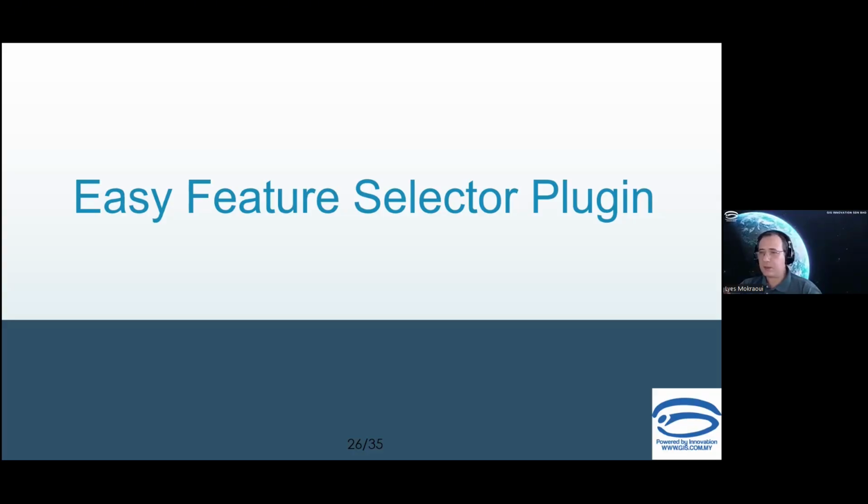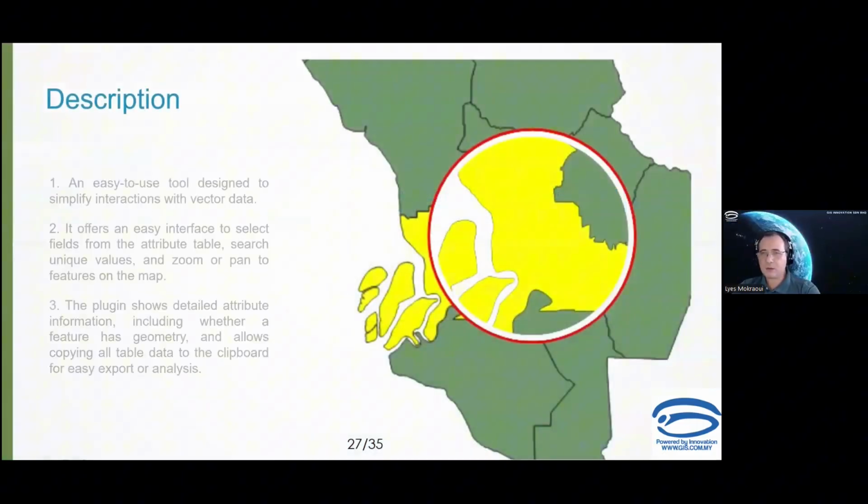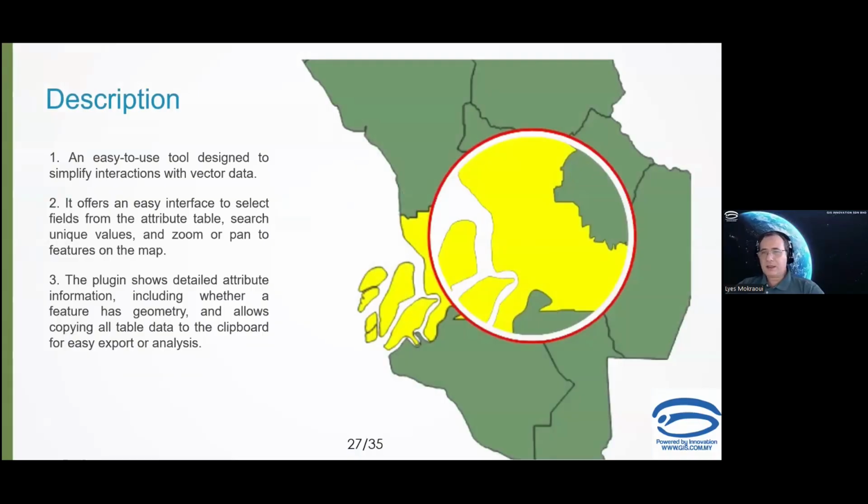Because if you ask us to do something different, which is not supposed to be in the plugin, we will not do that. But anyway, let's go back to the Easy Feature Selector plugin. What does it do? It's a tool to find features on your map and select them. So it is pretty powerful. And we have created an easy-to-use interface that allows you to find your features on the map and retrieve some of the data.